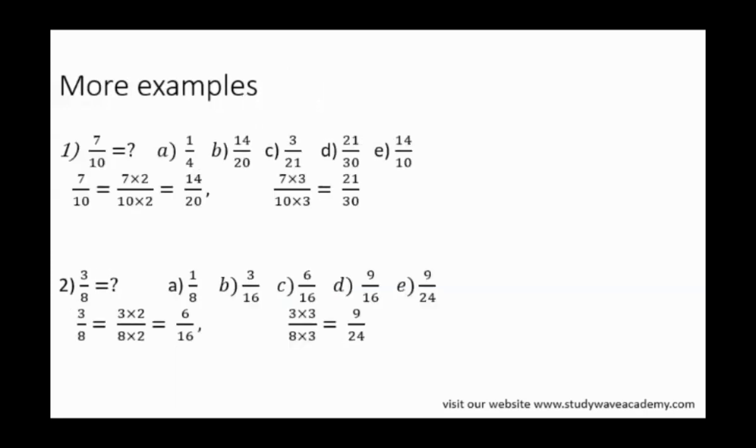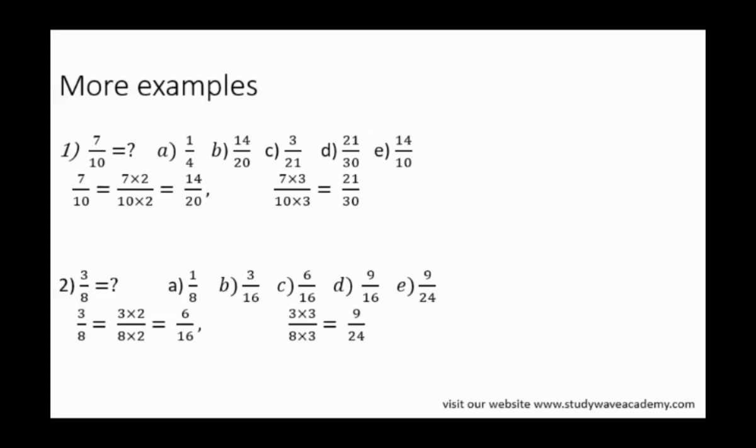Number 1 says 7 over 10. Now let's look at a different number from 7 over 10, but it also represents the same thing. If you remember what we said, most fractions will look different, but they represent the same thing.